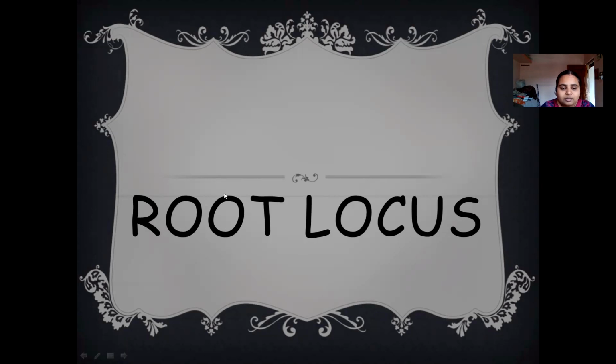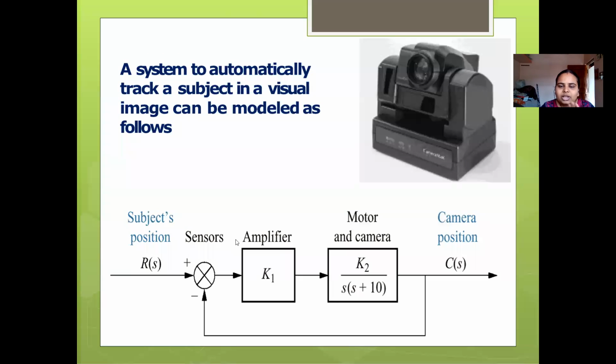That stability factor tells us whether a system we designed is a stable one or not. To test and analyze that, we will go with different techniques. In those techniques, the first one we are going for is the root locus. If I take a small example where we can apply our root locus, here a camera is there.